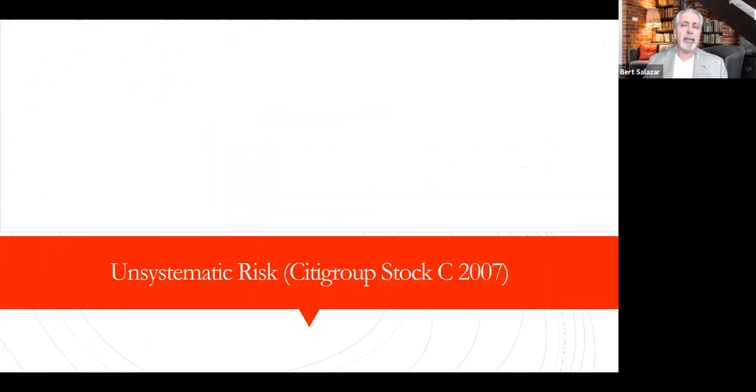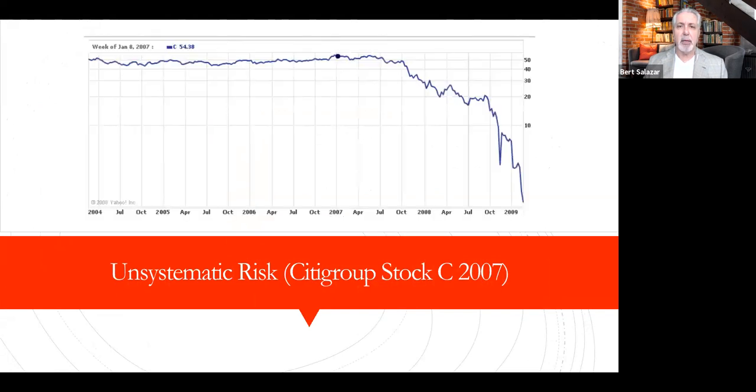Now, let's take a look at Citigroup, and this is back in 2007, and this is a definition of the unsystematic risk. If you take a look at Citigroup, in 2007, it was just going along, and then all of a sudden, by the end of 2009, Citigroup stock was almost worthless. Can you imagine if you had all of your eggs in that particular basket, and what that would have done to you, to your family, and to your retirement distribution planning at that point in time?